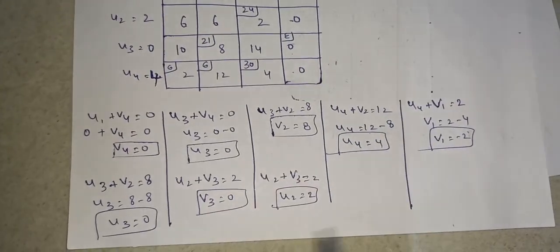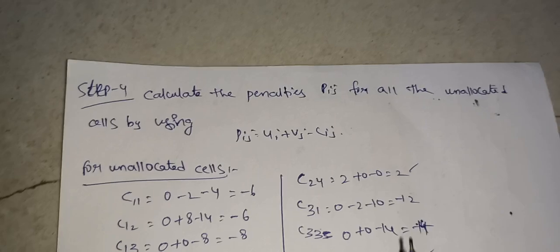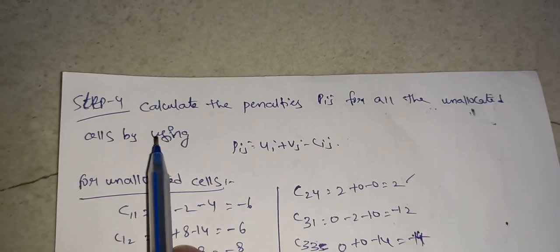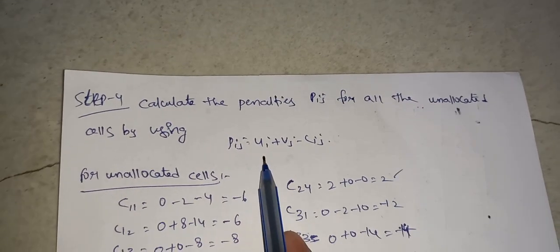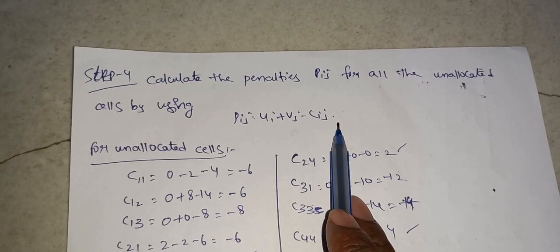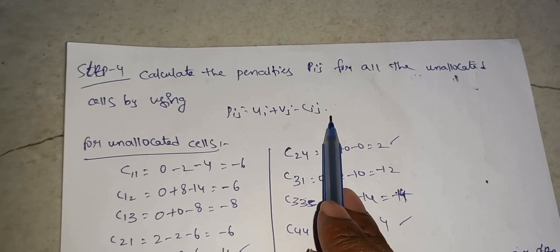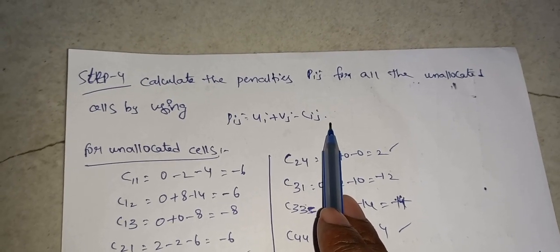Here I did the step-by-step process of how those values are got. Here again the step 4. Step 4 is Pij equal to Ui plus Vj minus Cij. Here the condition is you have to stop the iteration only when all the Pij values are less than or equal to 0. No positive value will be entertained here.